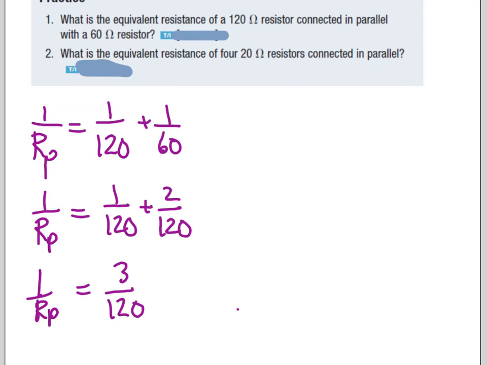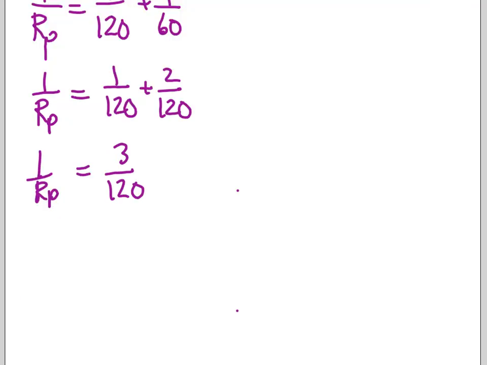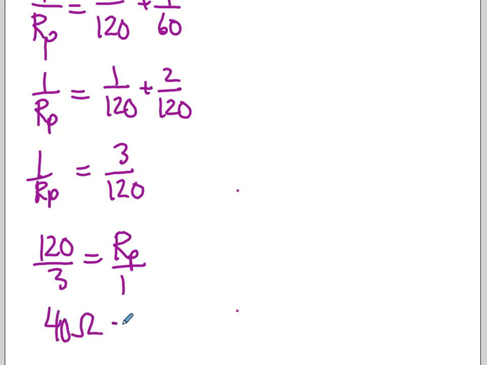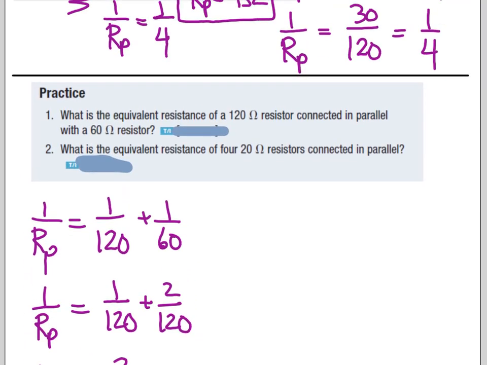And we'll go down a little further here. Now, you might find you want to rearrange this. That is totally fine. Looks something like that. And then you end up with 40 ohms equals the equivalent parallel resistance. Okay, so if we go up here, let's take a quick look. There's 40 ohms. Let's do the next one.